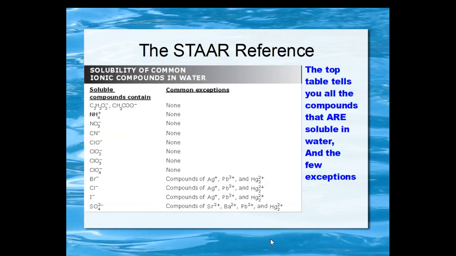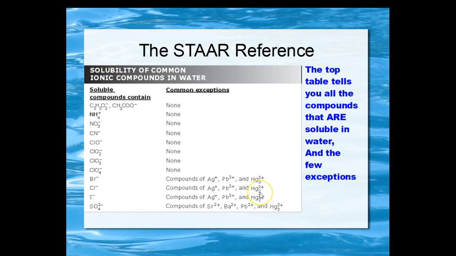Now let's look at your STAAR reference guide. You see something that looks like this. There are two tables in the middle of the back of your periodic table. The top table tells you all the compounds that are soluble in water, and the few exceptions. For instance, we say that bromides are generally soluble in water. However, silver bromide, lead 2 bromide, and mercury 1 bromide are not.